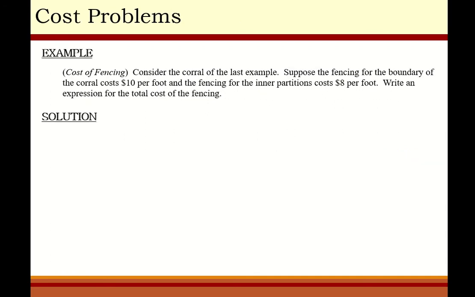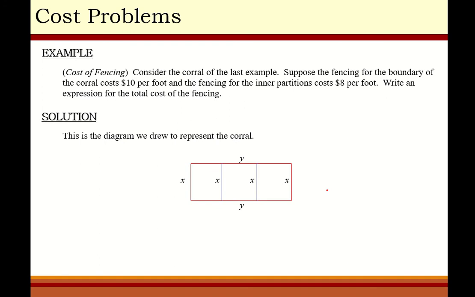Now, when we consider the cost for fencing, consider the corral of the last example. Suppose the fencing for the boundary of the corral costs $10 per foot. And fencing for the inner partition costs $8 per foot. Write an expression for the total cost of the fencing. The total cost for the fencing.